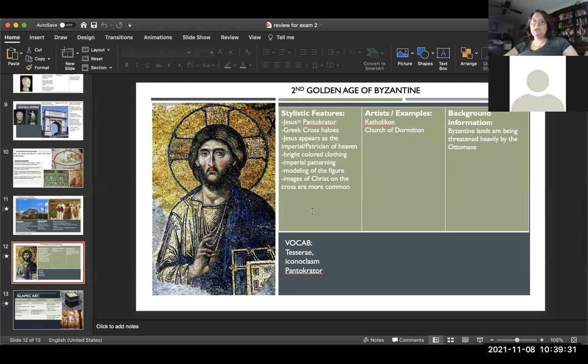We also looked at the Church of Dormition. Background information, Byzantine lands are being threatened heavily again by the Ottomans, same problem that Justinian is having, and eventually they lose the north part of Africa and the lower part of Spain.